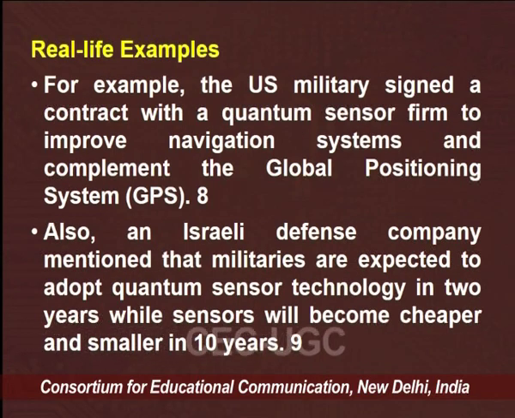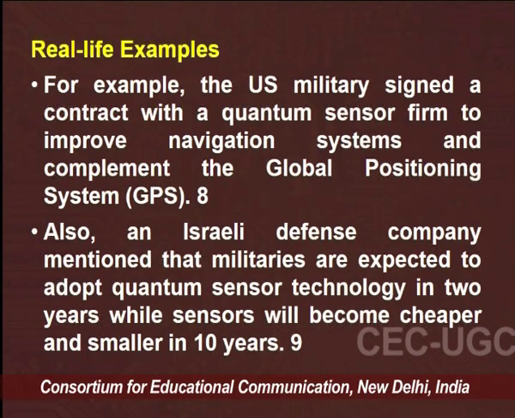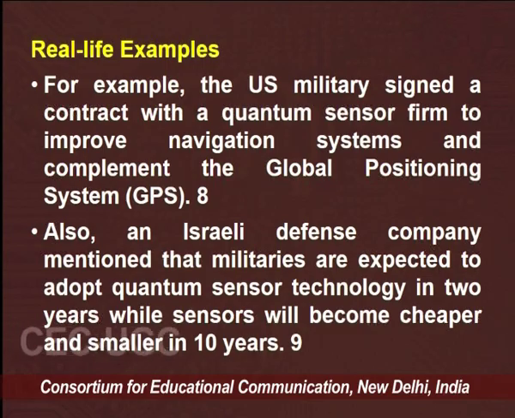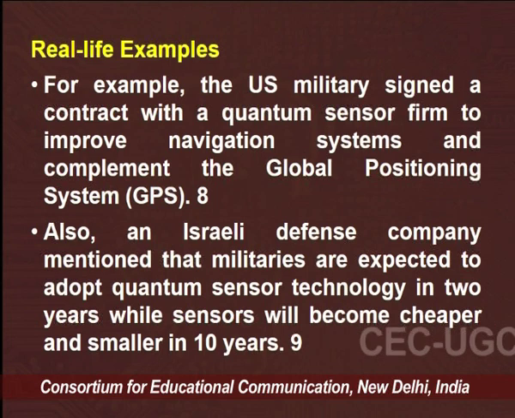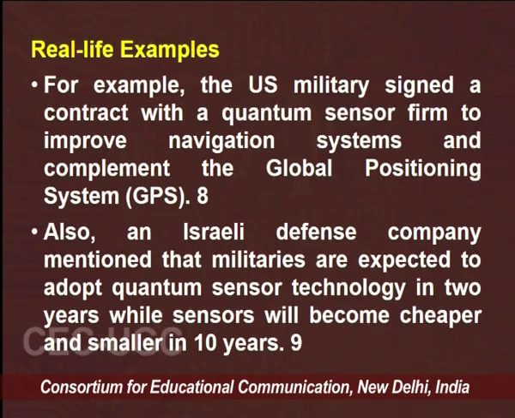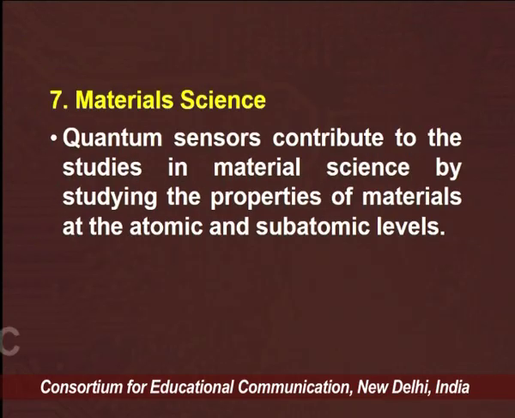So, we have various chemical sensors that can find hidden hazardous materials or hidden RDX, that is very sensitive, that is why it can detect easily. For example, the US military signed a contract with a quantum sensor firm to improve the navigation systems and complement the global positioning system, that is the GPS. Also, defense companies mention that the military is expected to adopt quantum sensor technology, and sensors will become cheaper and smaller in the future.